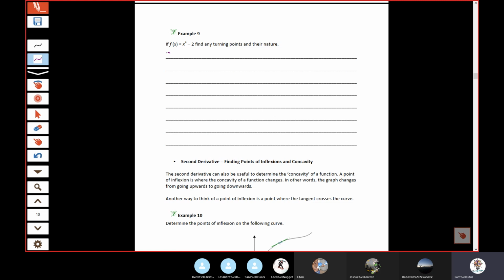Okay, fair enough. Good. f dash of x equals 4x cubed. f double dash of x equals 12x squared. Stationary points, obviously, only when x equals 0. You sub it back into the original and you'll get y equals -2.